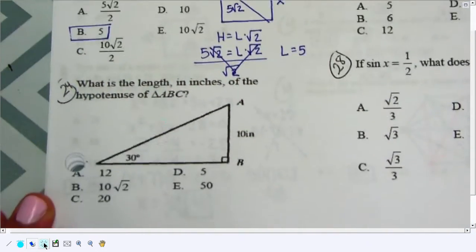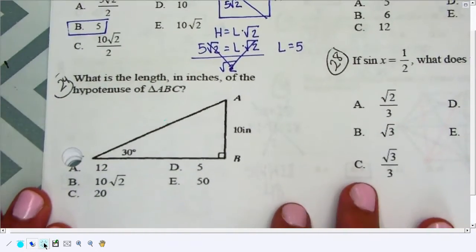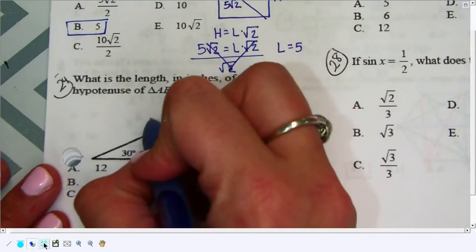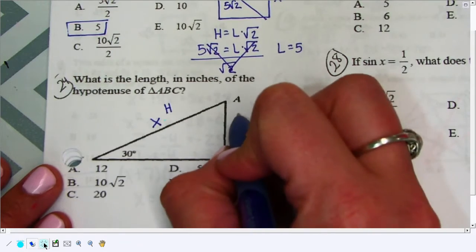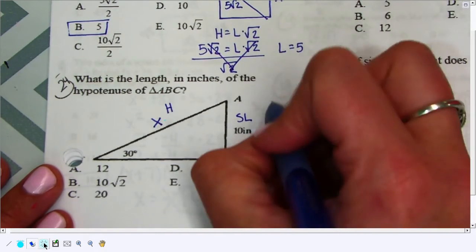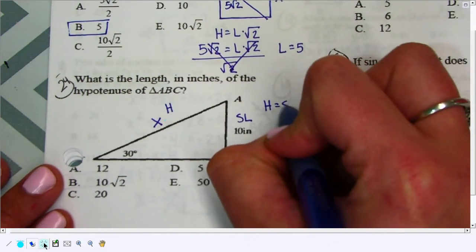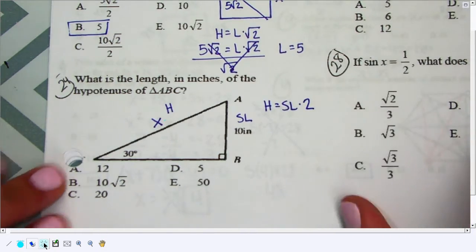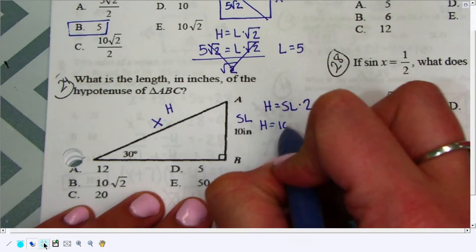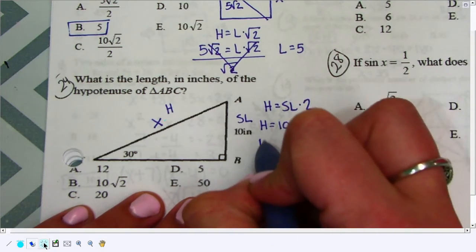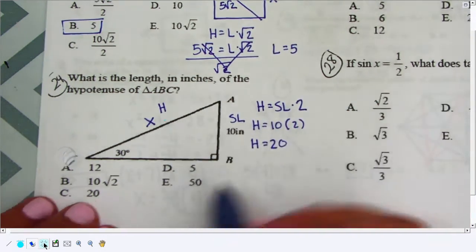Speaking of special right triangles, number 24 is also special right triangles. It wants to know the length of the hypotenuse. Well, this side is h because it's across the 90, across the 30 is the short leg. So your formula is hypotenuse equals the short leg times 2. So the short leg is 10. So 10 times 2 is 20. So your hypotenuse is 20.